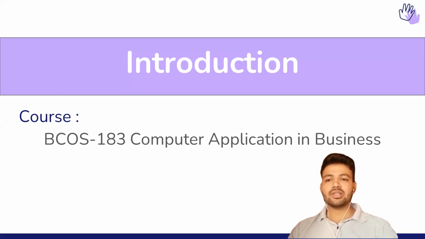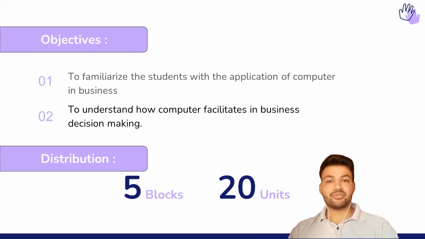To start with, let's discuss some of the objectives. To familiarize the students with the applications of computer in business is going to be the first objective. We will understand what are the different applications of computer, and especially what are the applications of computer in business and the business decision making process. So we will understand how computer facilitates the business decision making.